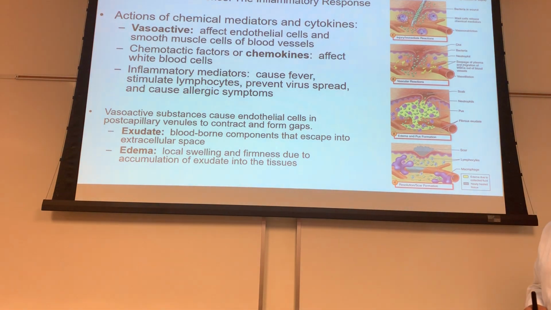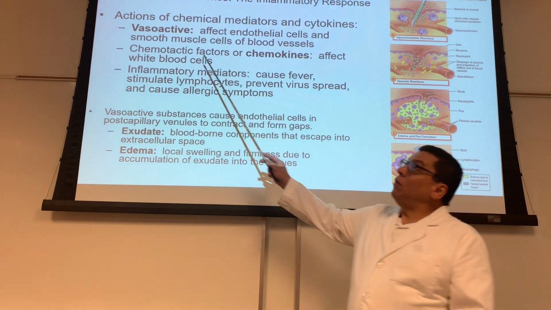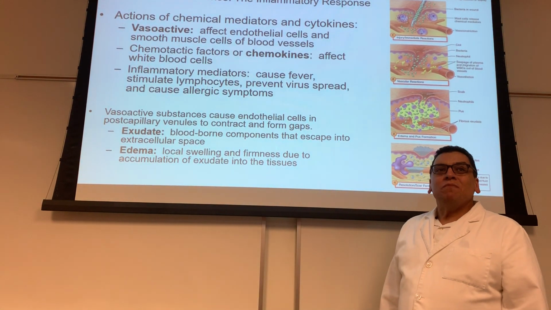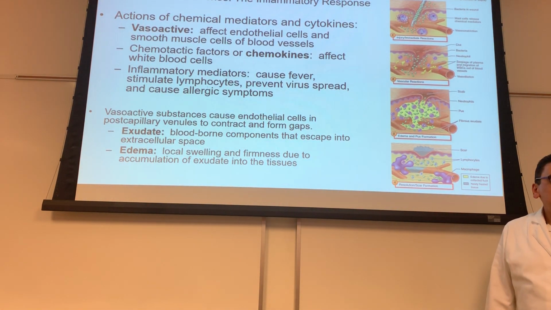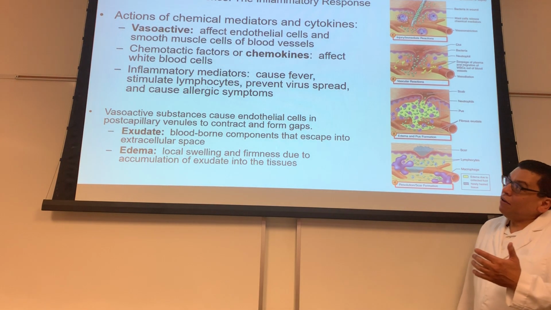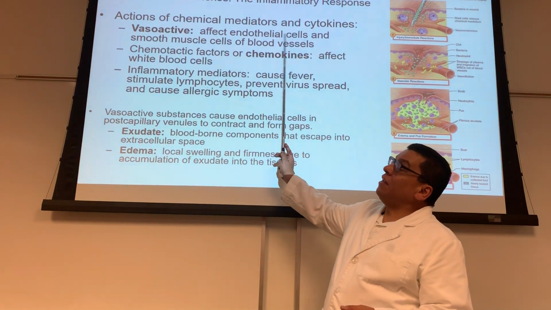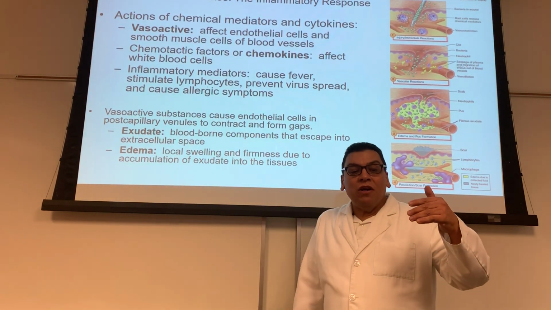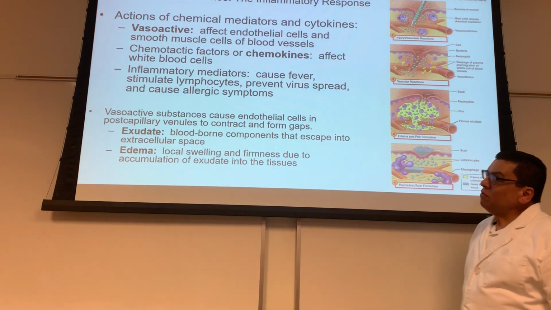So that's one component. Another component is that they will also release what is called vasoactive factors. Vaso means blood vessel. So factors that affect the blood vessels. To do what? We'll show you. But these factors affect smooth muscle cells of the blood vessels as well as the endothelial cells. So they affect them in a certain way to achieve a certain goal. And we'll show you what happens.